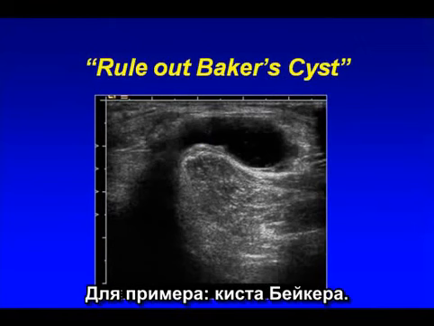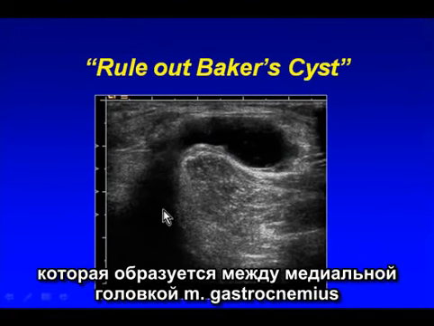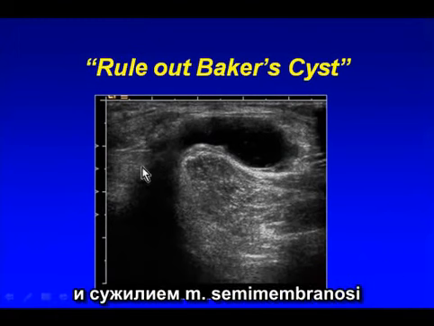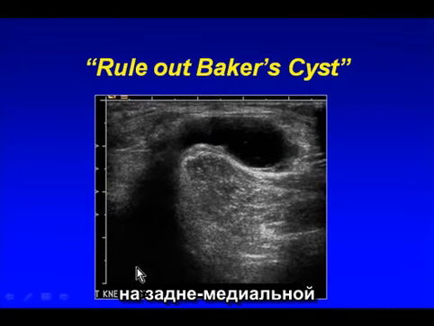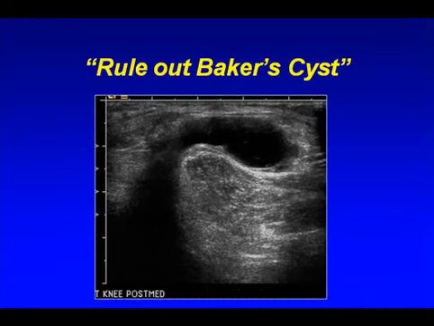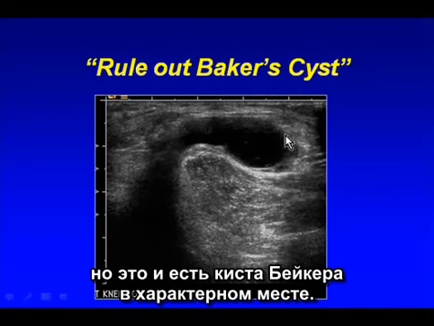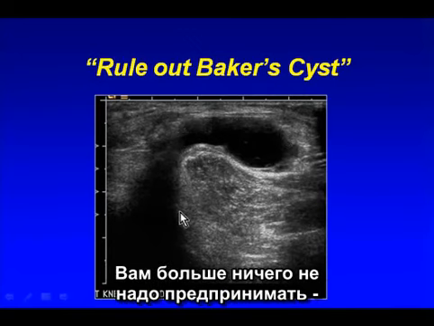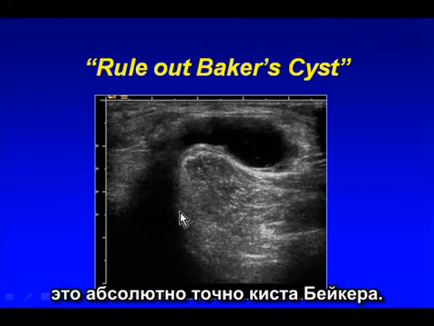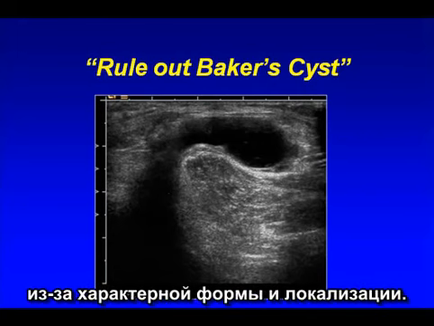For example, the Baker's cyst. Baker's cysts are distended bursae that occur between the medial head of the gastrocnemius and the semimembranosus tendon at the medial posterior aspect of the knee in the popliteal fossa. So this was a patient who came in for rule-out Baker's cyst, and in fact, there was a Baker's cyst in the characteristic location. There is nothing else you need to do. This is absolutely a Baker's cyst, can't be anything else because of its characteristic shape and appearance.